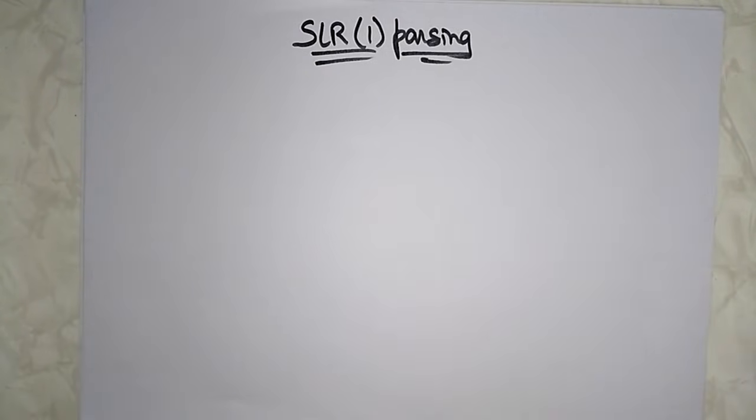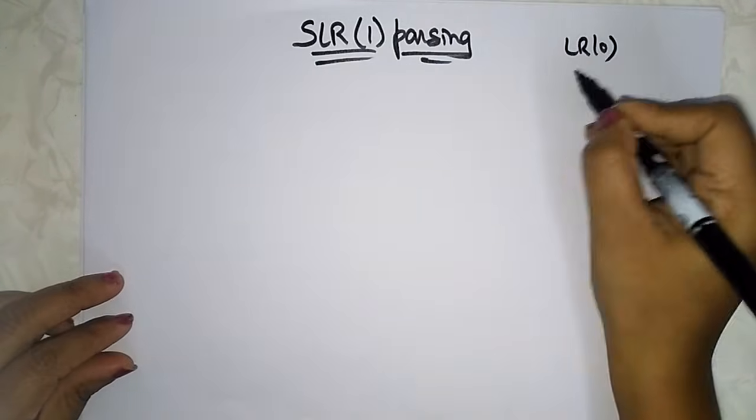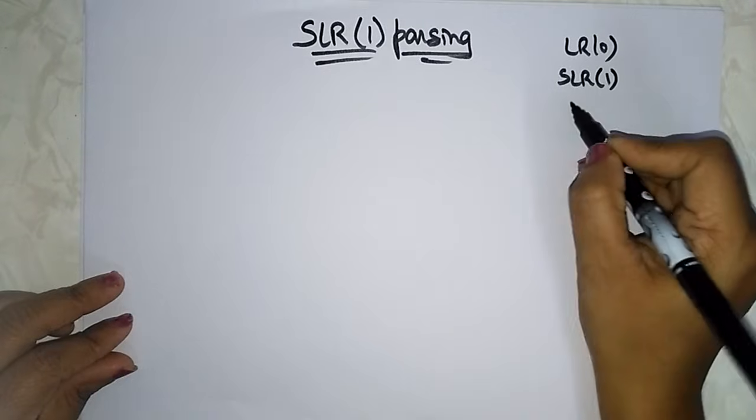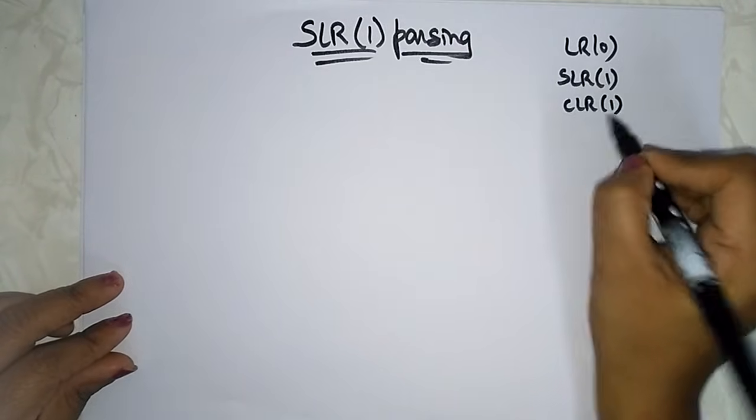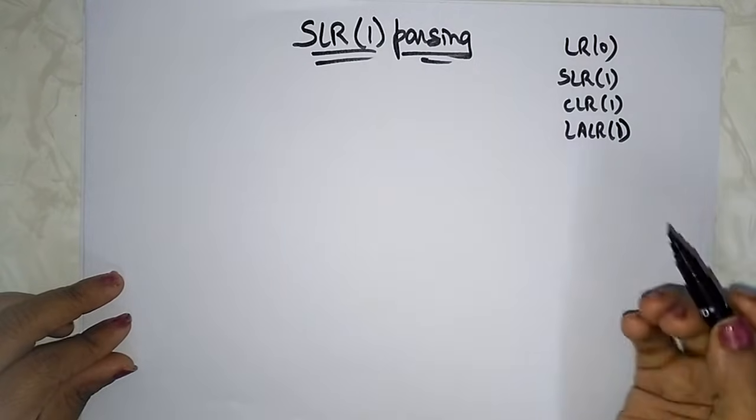Hi students, let's continue with the LR parsing. LR parsing is of different types: LR(0), SLR(1), CLR(1) and LALR(1). These all come under LR parsing.